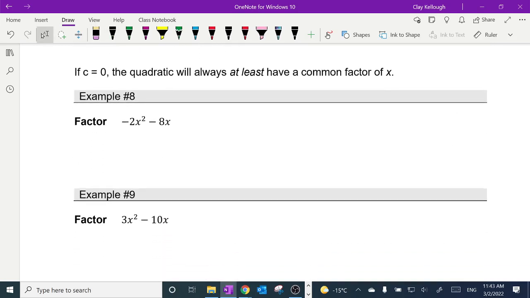If that's the case, you will always have a common factor of x. You can always take out at least x. I should maybe say a common factor of at least x. And in this case, I can take out a negative 2 and an x, which leaves behind x plus 4. Factored.